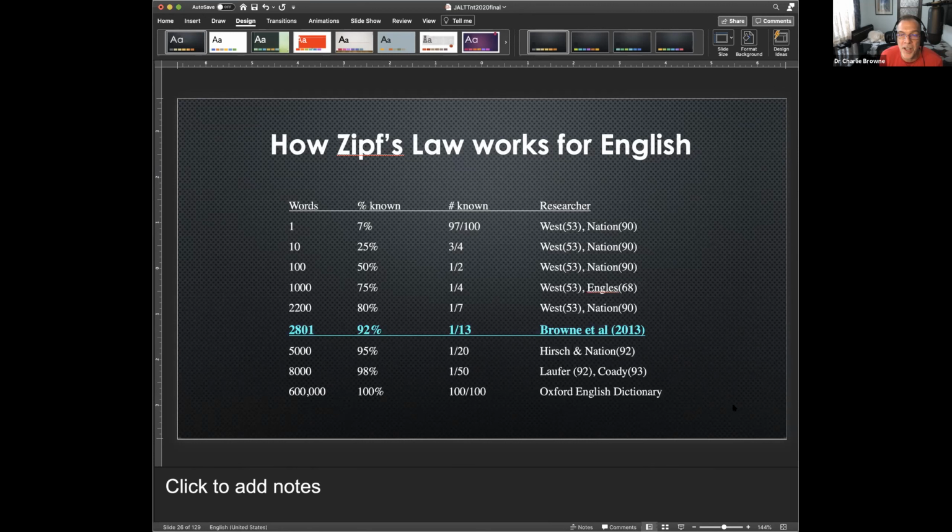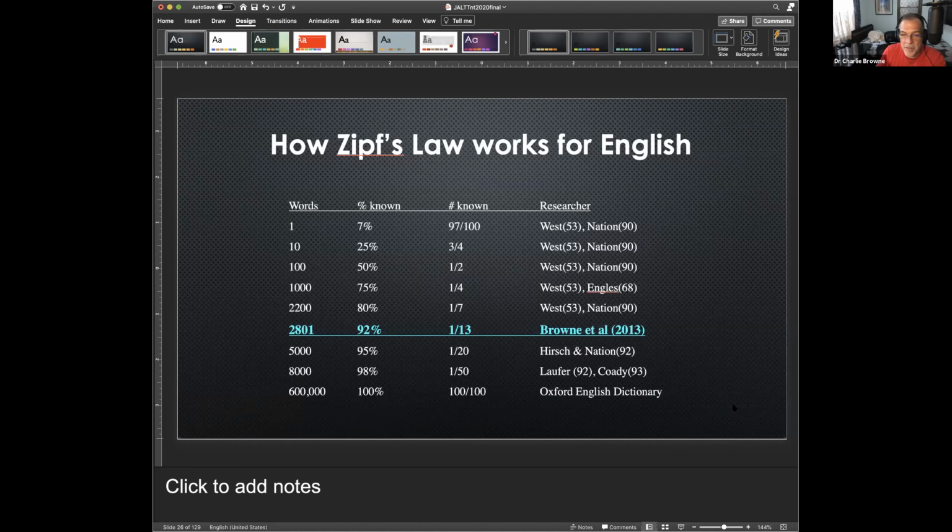It's 7% of all the words you're ever going to encounter in written English. If you know just the top 10, about 25%. Top 100, about half of all the words that would be in any book, magazine, or newspaper. When you get to 2,800 words, which is my list, we're at about 92% coverage. If you look down to the 8,000 word level, it gives you 98% coverage. And that means the remaining 592,000 words only gives you 2% coverage.